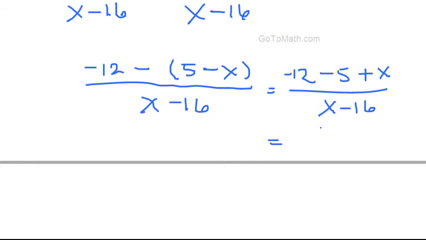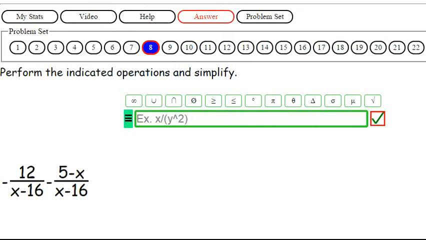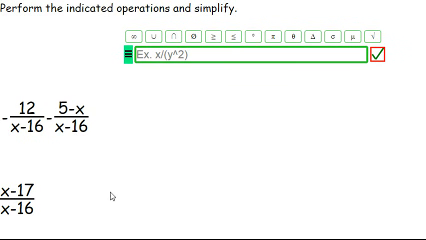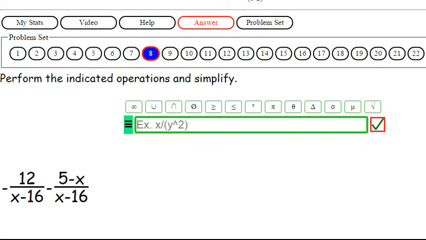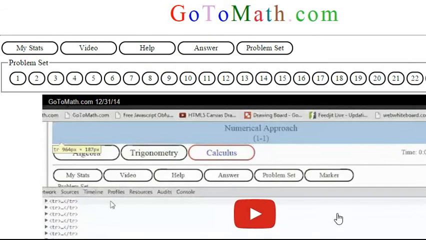And now we can combine that. I'm just going to reorder that. That's x minus 17 over x minus 16. How do you like that? Pretty easy enough. You've got to really remember to start those parentheses there. So we got x minus 17 over x minus 16. And if you happen to get both these numbers the same, which they shouldn't be, this would just cancel out to be 1. All right, so we're over here at GoToMath.com getting it worked out. See you in the next problem.